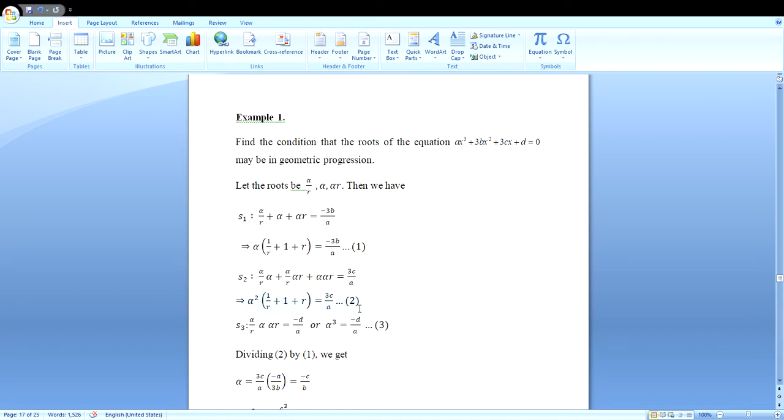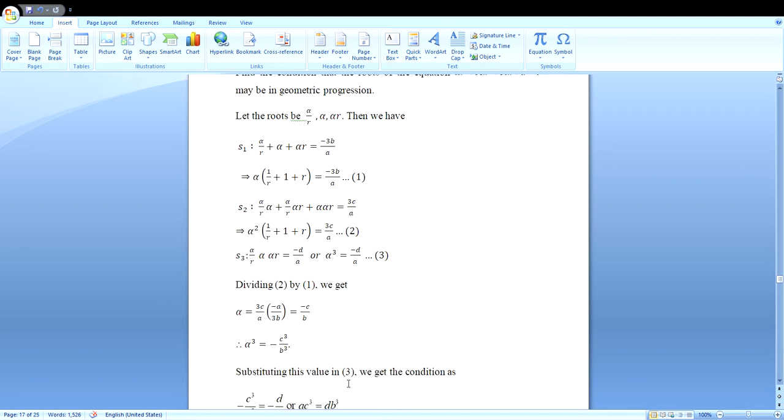Dividing equation 2 by 1, we have alpha equal to 3c by a divided by minus 3b by a, or we can write this as 3c by a into minus a by 3b. a gets cancelled, 3 gets cancelled, and we get alpha as minus c by b. Now taking cube, alpha cube equal to minus c cube by b cube.